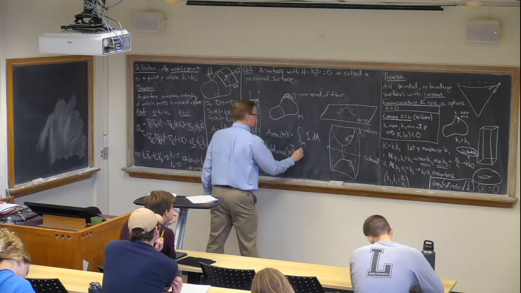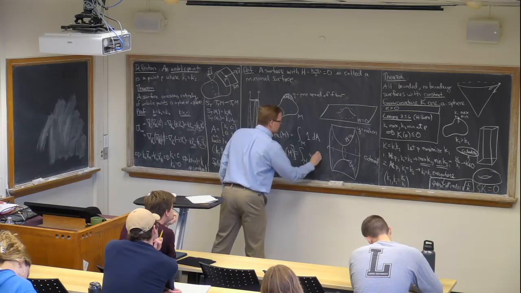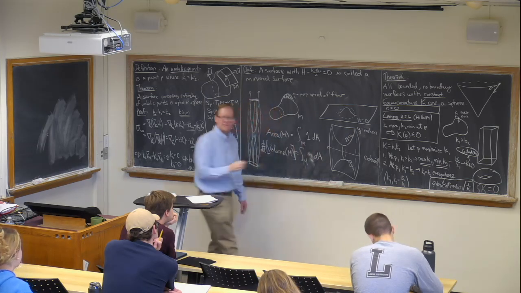It's the shell method that you've used before. It's just the integral over M of the speed of the flow, eta, times dA. Integral of eta dA. Does that seem reasonable to you guys?